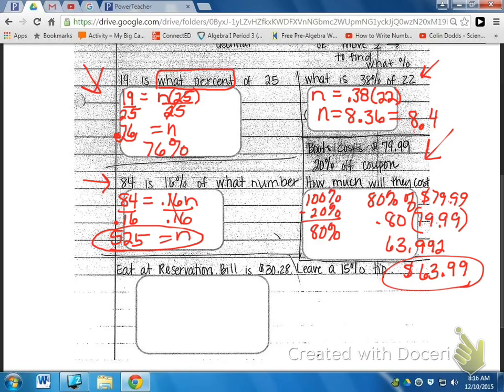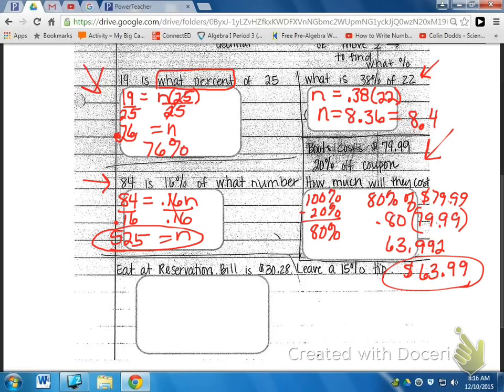I know a lot of restaurants that are maybe a little fancier. At the bottom of the check, it'll say, this is how much you leave if you want to leave 15%. This is how much you leave if you want to leave 18%. Or this is how much you leave if you want to leave 20%. So the standard's kind of 15%. So we're eating at the reservation. And the bill is $30.28.